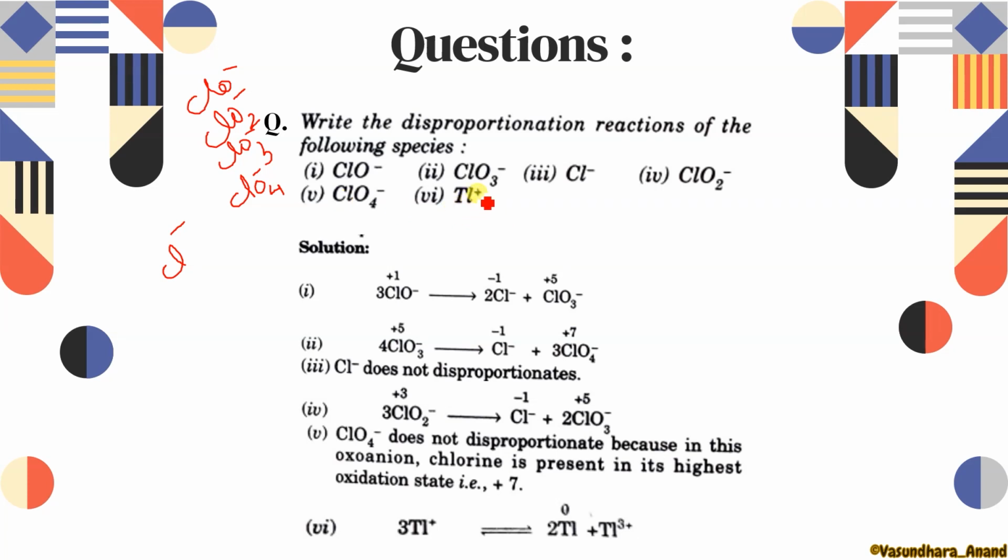Now this is Tl plus. So Tl can show the minimum state, that is 0, and maximum, that is +3. So that is to be learned, you will have to learn this. So you can write the disproportionation reaction. Minimum is 0, for any metal the minimum will be 0. Got it? Any metal, minimum will be 0. Maximum, it depends. So you have to learn for that. Okay.